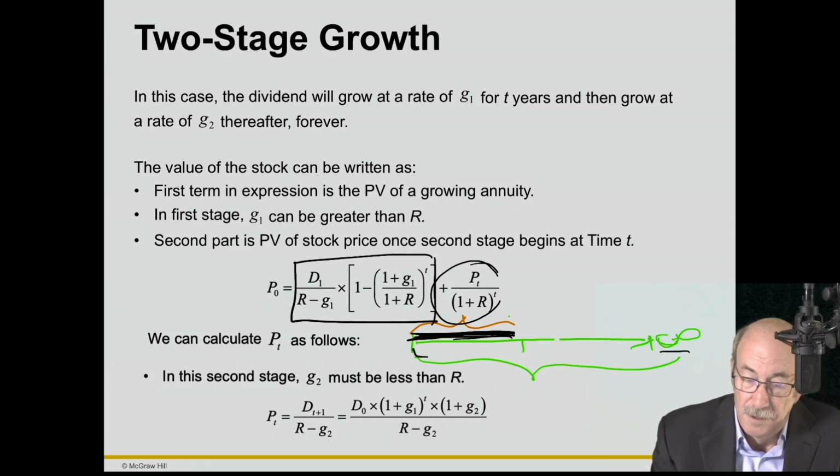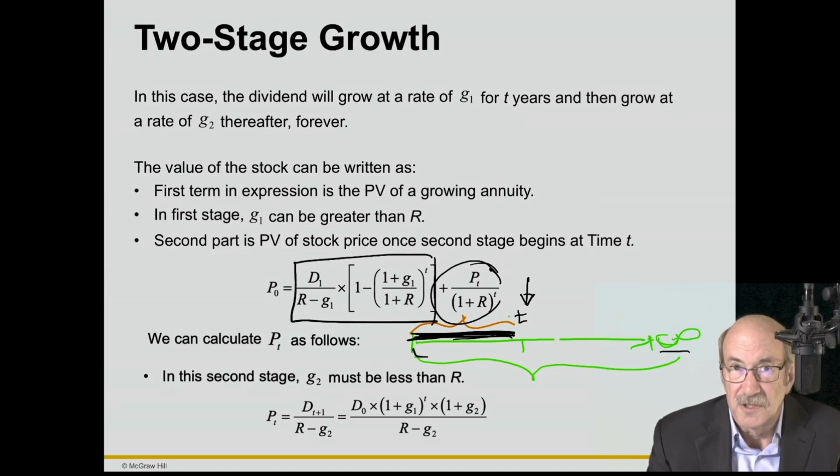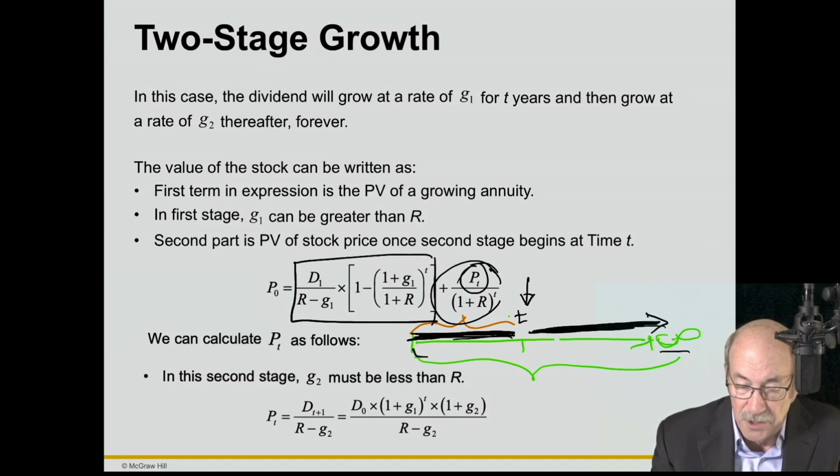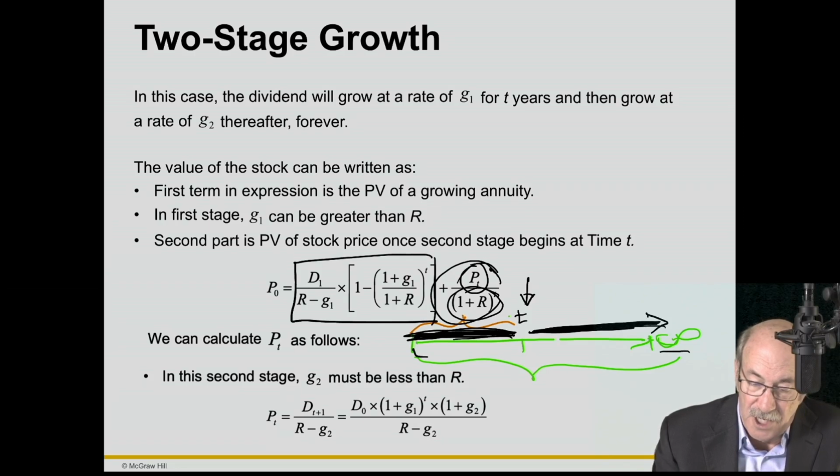All right. So this is the price right here at time t. In other words, it's what the stock is worth at time t, and that's all of this time period here, from time t out to infinity. That is what that price represents, and I'm going to discount that price back to today at my required rate of return for t periods.